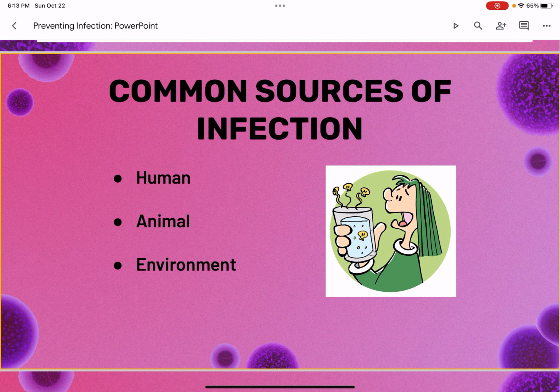Humans can cause infections by not washing their hands after going to the bathroom, by coughing or sneezing into their hands, and by poor hygiene. Animals can cause infection through fecal contamination, deer ticks, mosquitoes, and meat that is not prepared to the proper temperature. Environmental sources for infection include contaminated water or food.